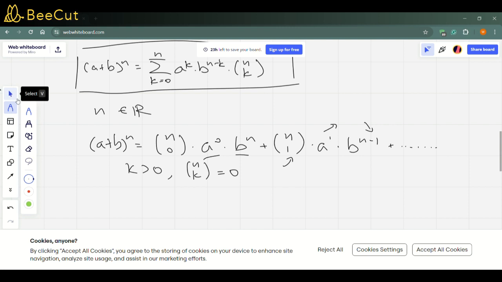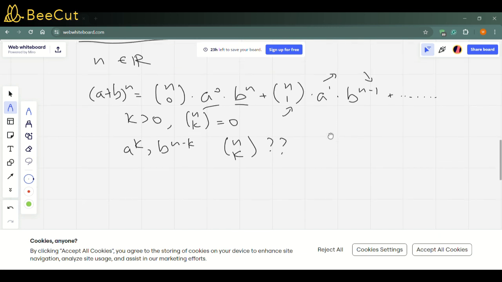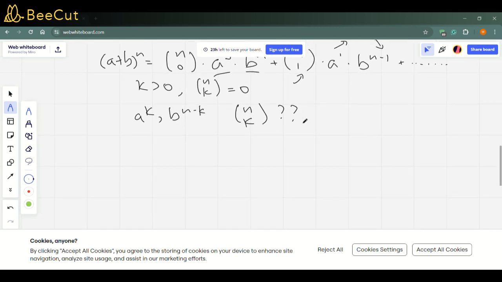But what about all these terms in between? How do we compute them? Well, we know how to compute a to the power of k, real number to the power of a real number, b to the power of n minus k, real number to the power of a real number. But what about n choose k? Well, n is not really an integer here. So what does it really mean to choose k things from a decimal amount of things?